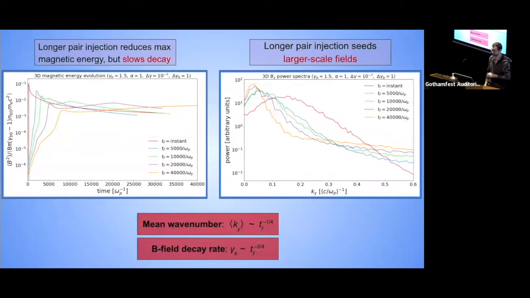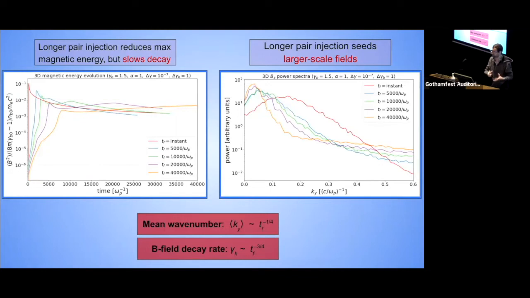We find that the longer we inject these pairs into the upstream medium, the lower the maximum magnetic energy in the upstream, but the slower the magnetic fields decay, as can be seen on the line plot to the left. And this is because as we continually inject more and more pairs into the upstream, we're continually feeding the Weibel instability. So the Weibel instability can then grow larger and larger scale magnetic structures.